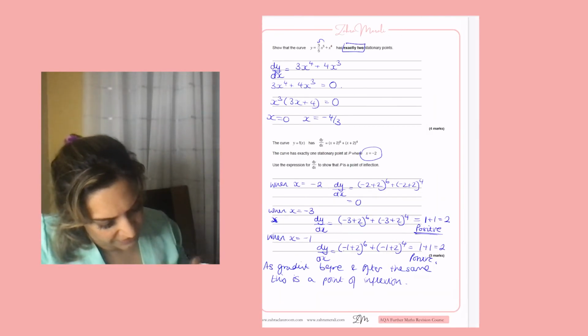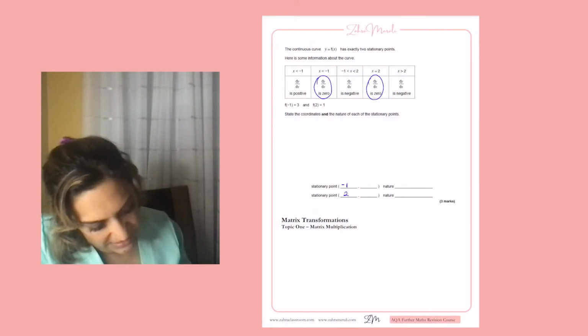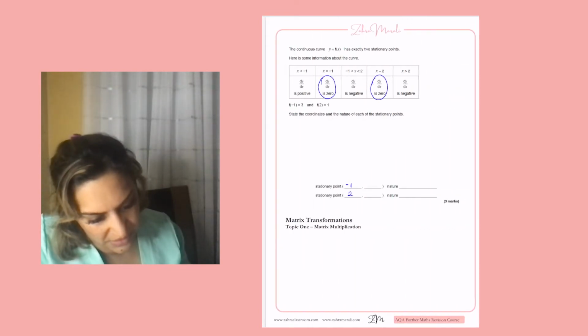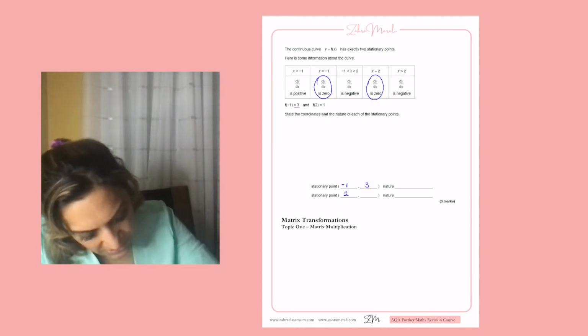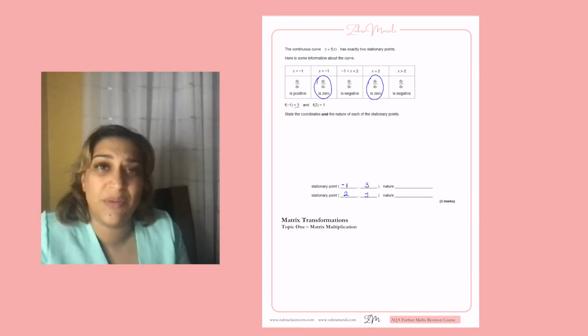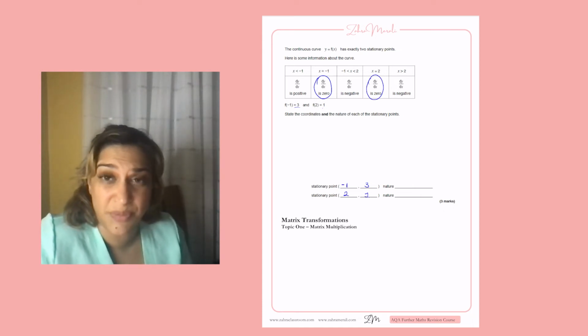Oh, okay, so we're still part of the same question. This makes more sense. And it is giving us the y values, so 3 and 1. And we want to find out whether it's a maximum or a minimum.